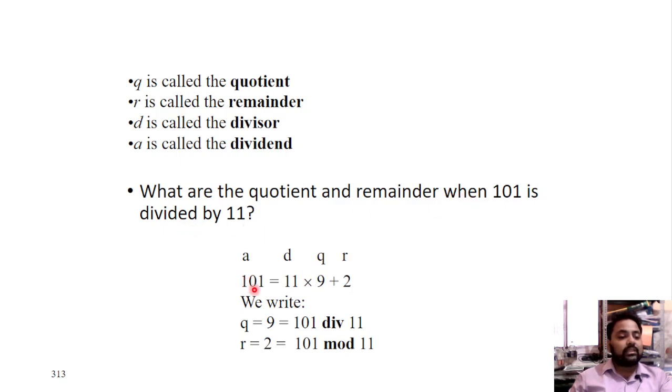What are the quotient and remainder when 101 is divided by 11? When 101 is divided by 11, the quotient will be 9 and the remainder will be 2. We write it in the form q equals 9, which is 101 div 11, and r is equal to 2, which is 101 mod 11.